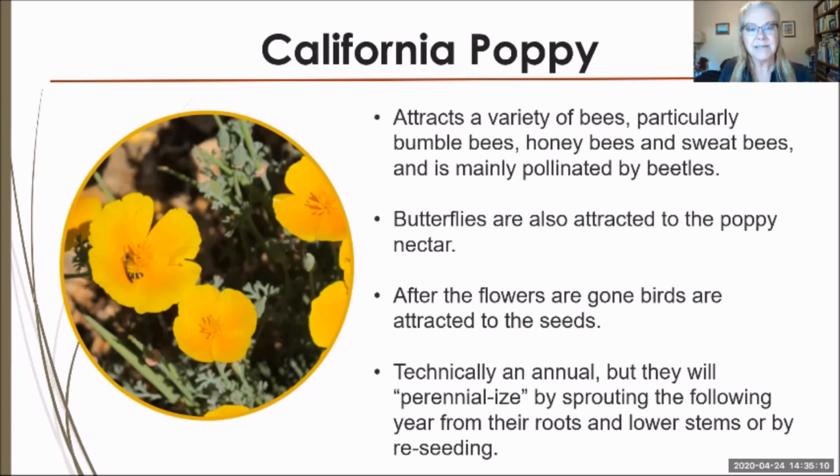Butterflies are also attracted to the poppy nectar. After the flowers are gone, the birds are attracted to the seeds. So that's kind of cool. And it's technically an annual, but they'll perennialize by sprouting the following year from their roots and lower stems by reseeding.